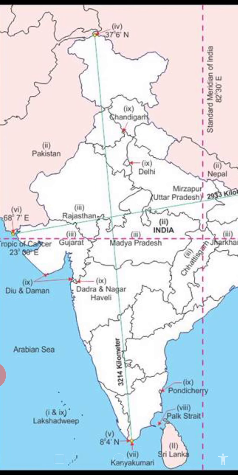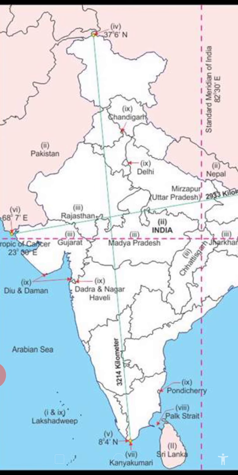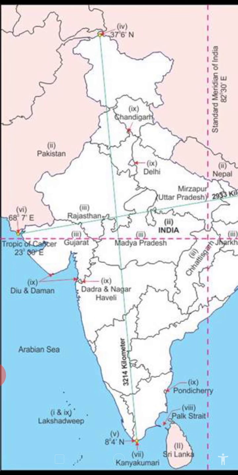Let's see the latitudinal extent first of all. Kanyakumari is situated at 8.4 degree north latitude. You see the yellow and red dots; down here Kanyakumari is written. This is 8.4 degree north latitude. Now let's come to the uppermost part, where 37.6 degree north has been written at the upper tip of Jammu and Kashmir. This is the latitudinal extent.